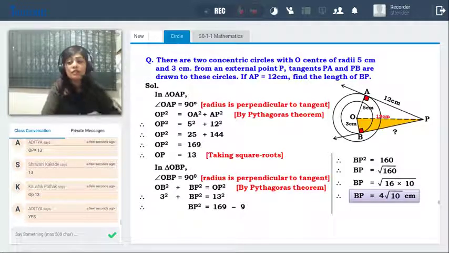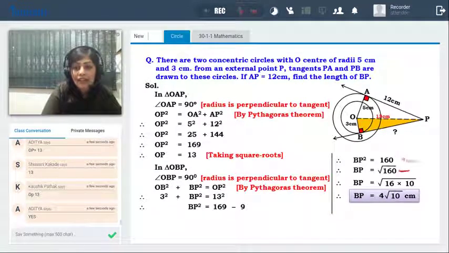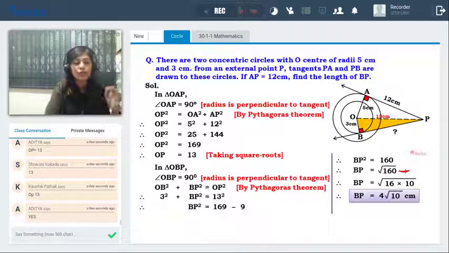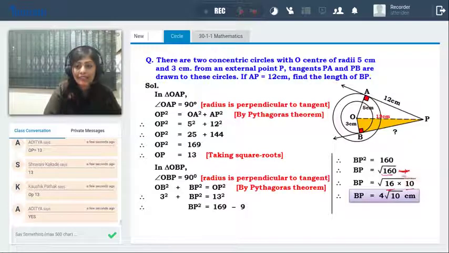16 into 10. Students, always understand, if you leave your sum to this point, you will lose marks. So you factorize 160, 16 into 10. 16 being a perfect square, we get 4 outside the root sign. 10 cannot be factorized. Keep root 10 as it is.